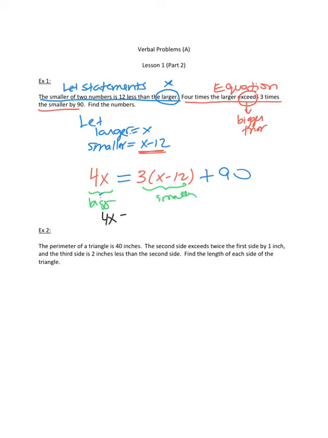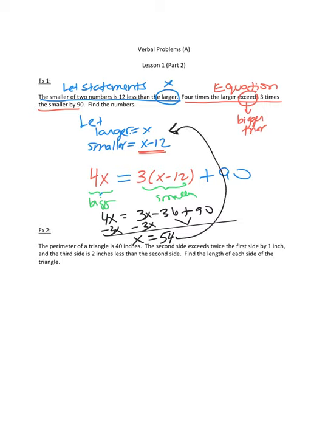I have 4x equals 3x minus 36 plus 90. I'm going to subtract the 3x over. That gives me x equals, and then negative 36 plus 90 is going to be 54. So once I get my value of x, I can now plug it back into my let statements here and here. So the larger number is x, so the larger number is 54. And the smaller is 54 minus 12, which is going to be 42. And those are my two values.